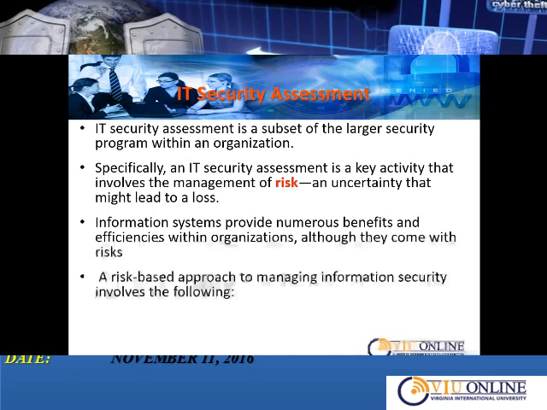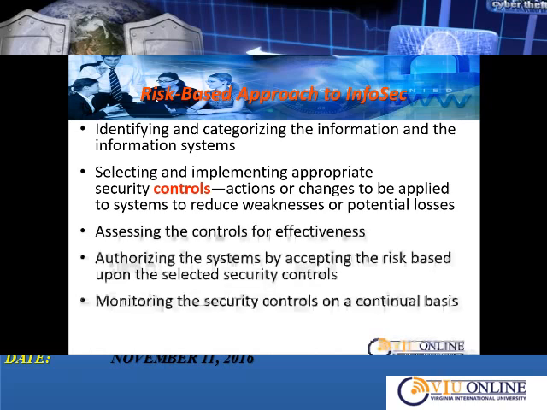Information systems provide numerous benefits and efficiencies within organizations, although they come with risks. A risk-based approach to managing information security involves the following: identifying and categorizing the information and the information systems, selecting and implementing appropriate security controls, assessing the controls for effectiveness, authorizing the systems by accepting the risk based upon the selected security controls, and monitoring the security controls on a continual basis.